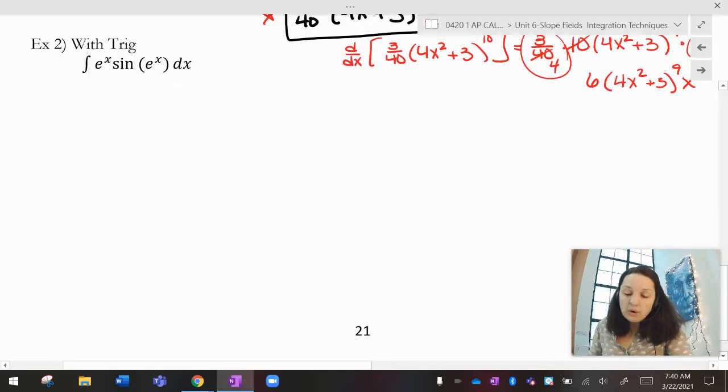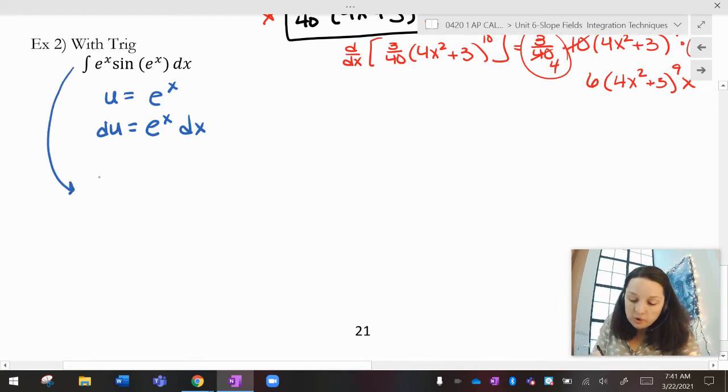Example number 2. The integral of e to the x times sine of e to the x dx. Well, when I do a u-sub, the thing in the parentheses is often going to be your u. So u is going to be e to the x. du is the derivative of e to the x, and that's e to the x dx.